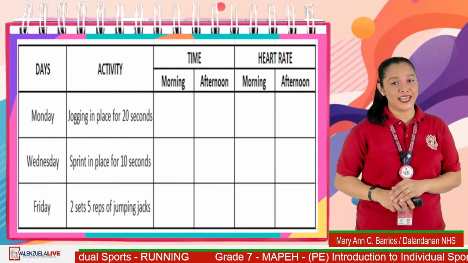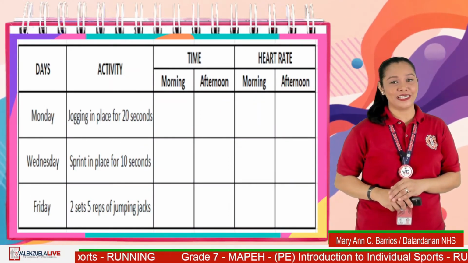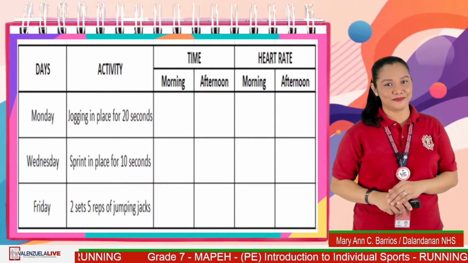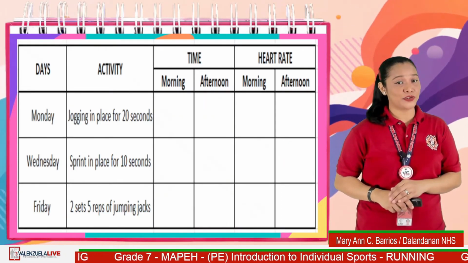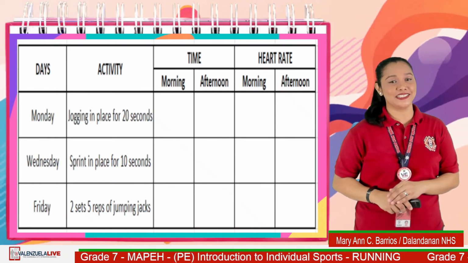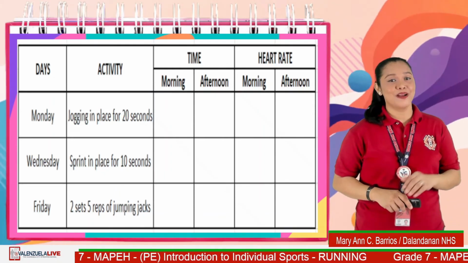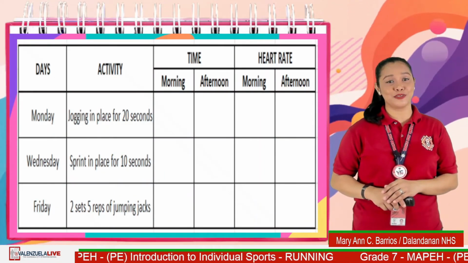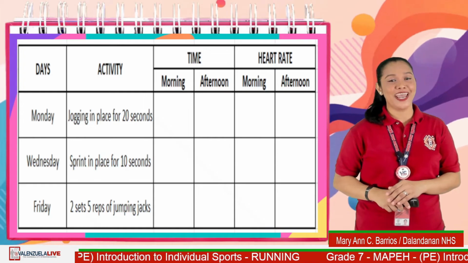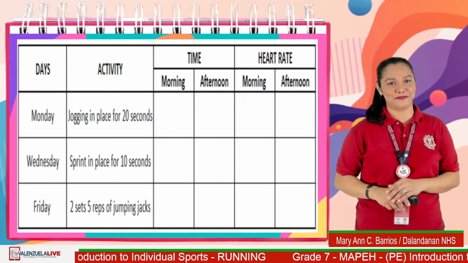Record your heart rate and the running time on your weekly activity log. Ask parent or guardian's assistance in doing this activity. Remember, recording your progress helps you to see what you need to achieve and what you have already achieved.